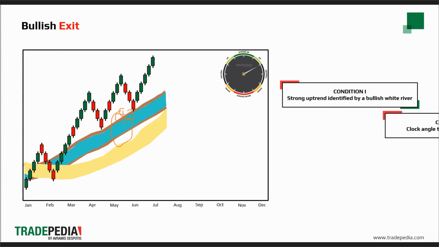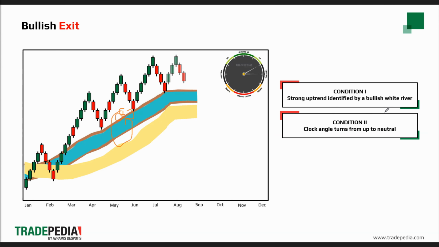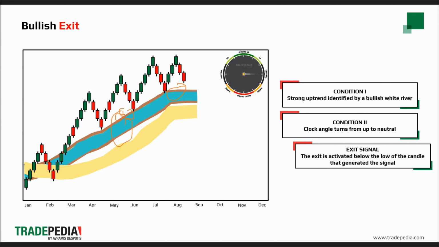So how do you exit from a bullish trade, right? So a strong uptrend identified by a bullish white river, right? What happens is that you will clearly see that maybe the slope starts to become not as steep, right? Then the clock angle turns from up to neutral, right? So it means that maybe the market is starting to range instead of going uptrend, right? Then this is where you can choose to exit from the market.